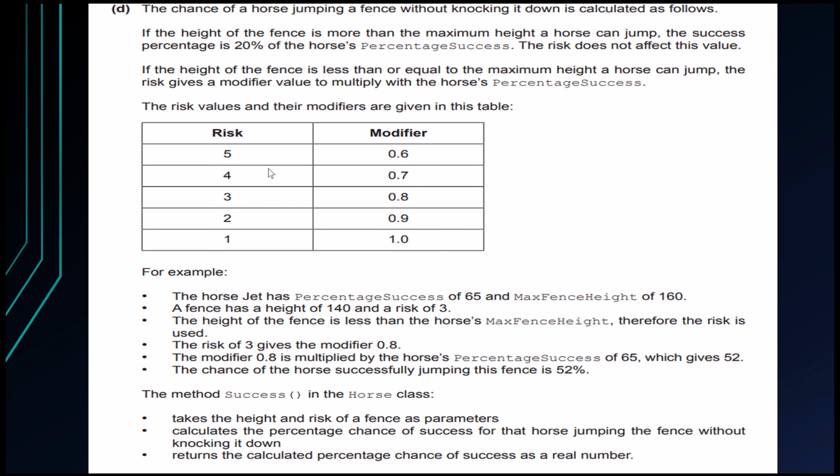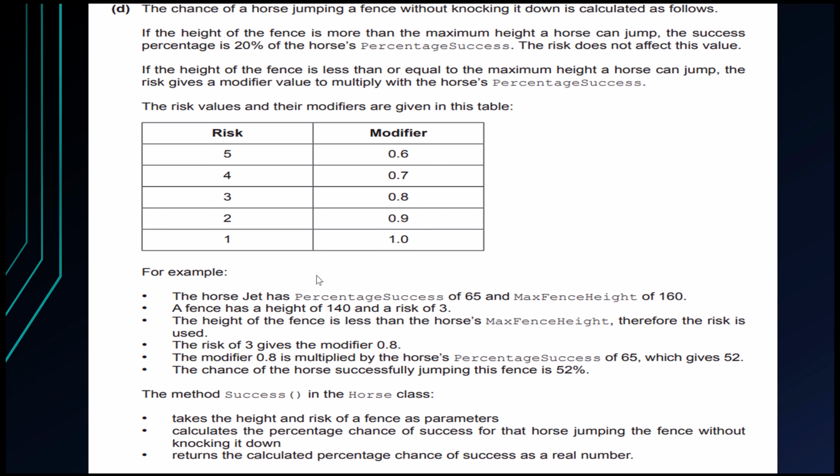So if it has a risk of 5, we're going to multiply their percentage success by 0.6. Risk of 4, we multiply it by 0.7. 3, we multiply it by 0.8. 2, we multiply by 0.9. If it has a risk value of 1, we don't need to multiply the percentage success by 1 because it's just the value that it is. So you don't need to multiply it by 1, but you can if you want.